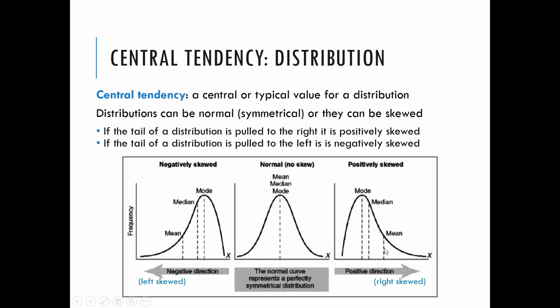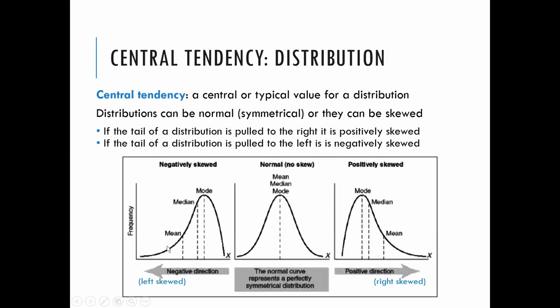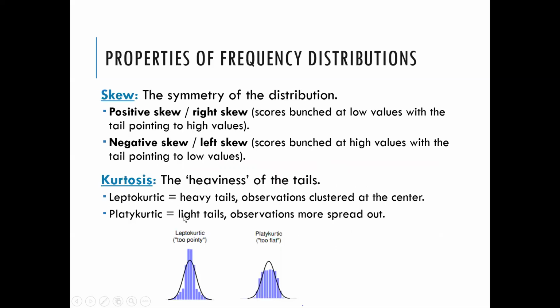And if you remember, the mean is very much affected by values that are extreme. So it's just pulled to the right this way. In contrast, if we have a distribution that is pulled to the left, then we say that distribution is negatively skewed. And in this case, the mean ends up being less than the median. So skew is just one property of a frequency distribution.